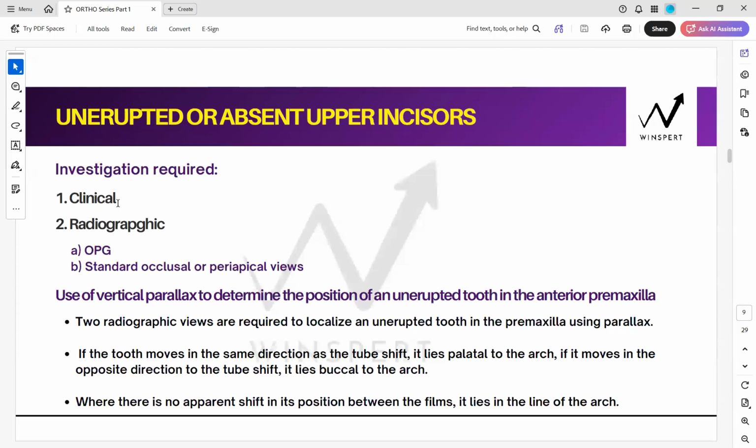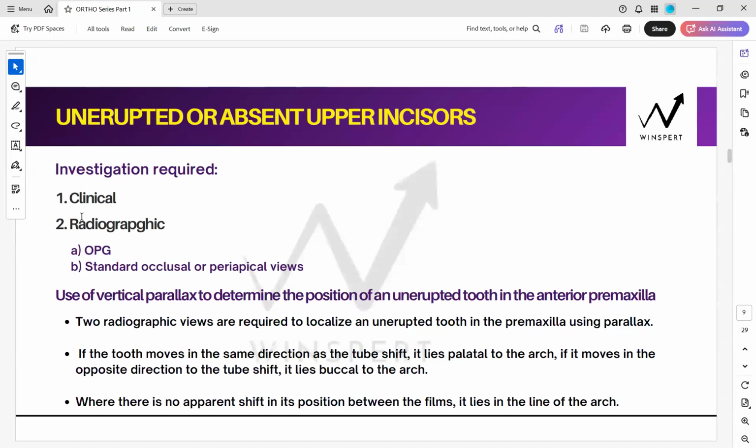You will take a clinical investigation where you will palpate the labial and palatal mucosa for bulges. Everybody knows that. You first do the clinical palpation of your labial as well as palatal mucosa to see if there are any bulges present. Then the radiographic examination will be done, to see whether there is presence or absence of 1-1 or any possible supernumerary tooth.